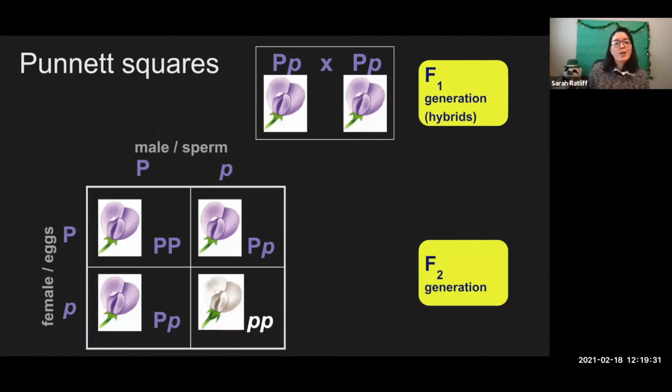All right, for each allele, each letter, looking at the top here, one letter per column. Looking at the side, one letter per row.